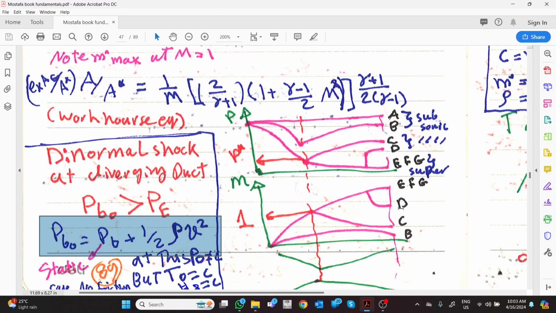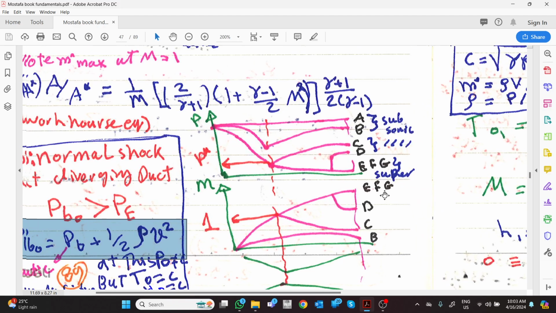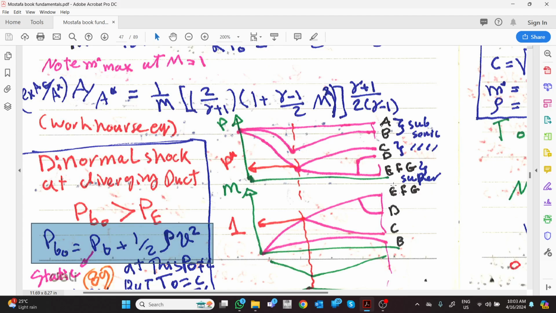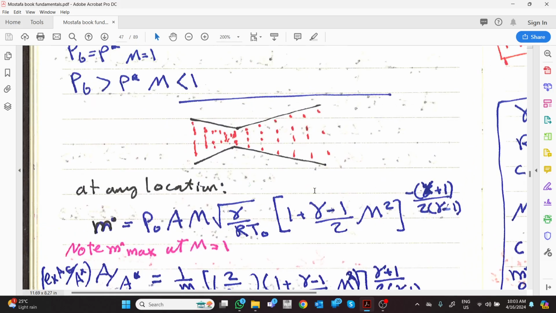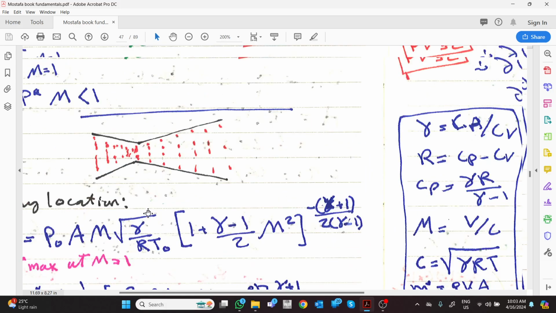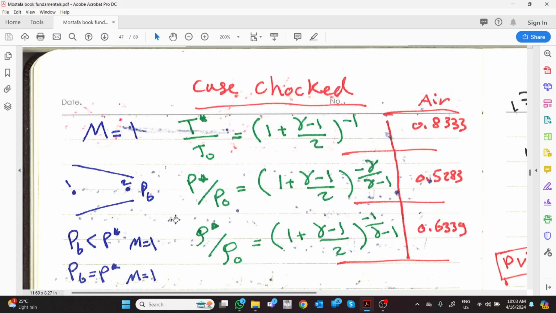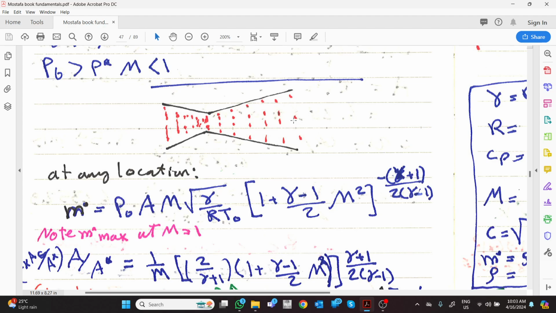Points E, F, and G are supersonic, but I'm going to discuss them later. Obviously, the back pressure is less than the pressure we have at the exit. If I assume the pressure at the exit is, for example, 1 Pascal and the pressure here is half a Pascal, then yes, the entire flow will be supersonic.